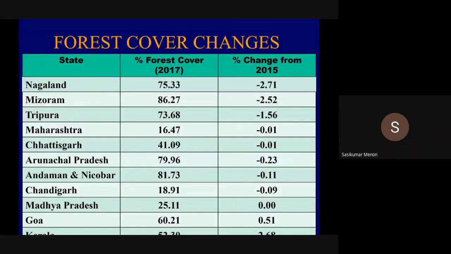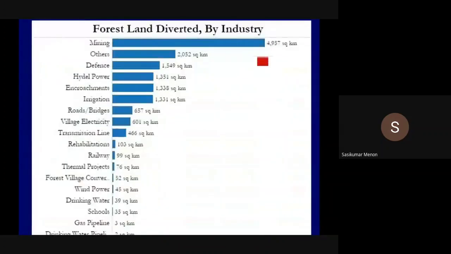Now, if you look at the forest cover changes again, you will find most of the states in our country have lost a lot of forests. Whenever you say a 2% loss or 0.01% loss, it is in hectares. So please remember the huge amount of forestry we are talking about, even if it is a 0.1% fall. And what you find is only Kerala has made a little bit of progress by increasing its forest cover by 2%.